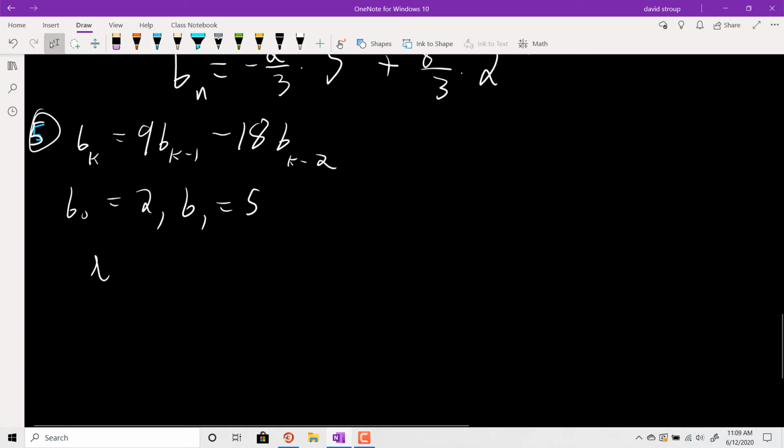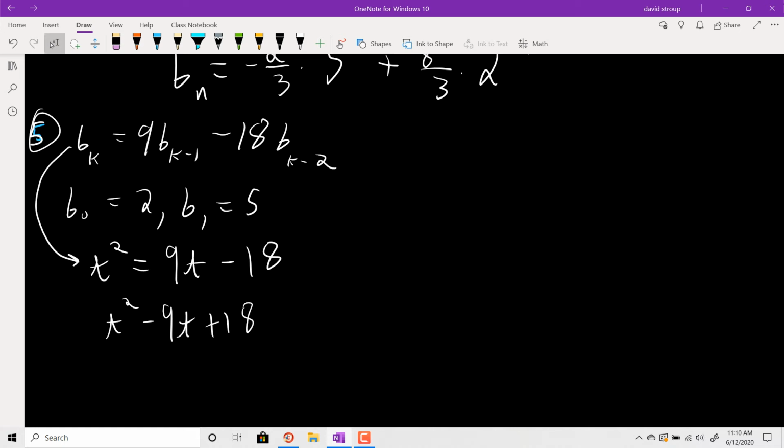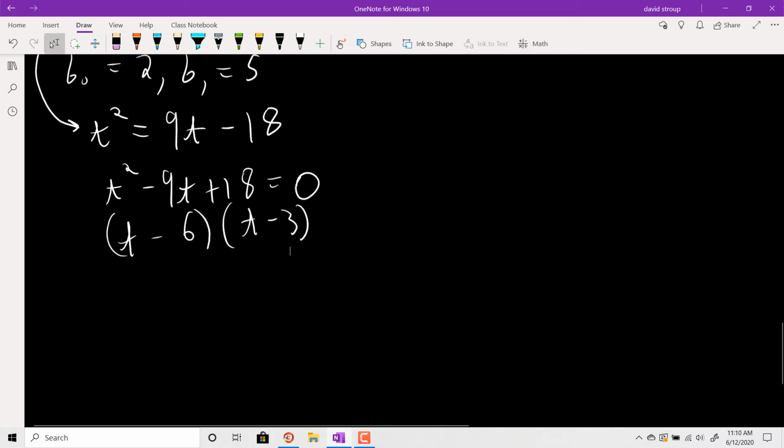Okay, so our characteristic equation, t squared equals 9t minus 18. And again, I just got that from the recurrence formula. And then solve that. t squared minus 9t plus 18 is 0. And then t minus 9, oh, that's not going to work, right? 6 and 3 maybe will work. So t minus 6 and then t minus 3. And so our two zeros are t is 6 and then t is 3.